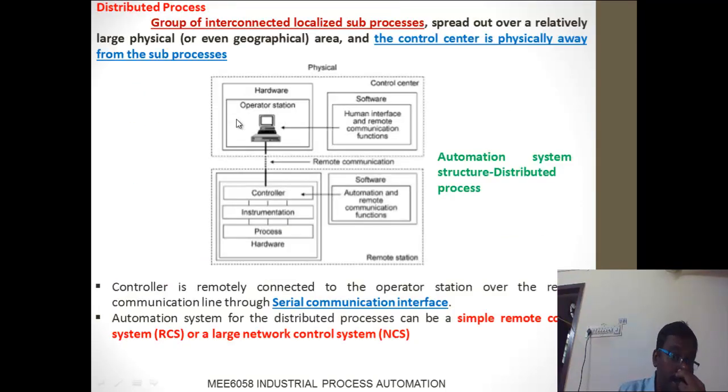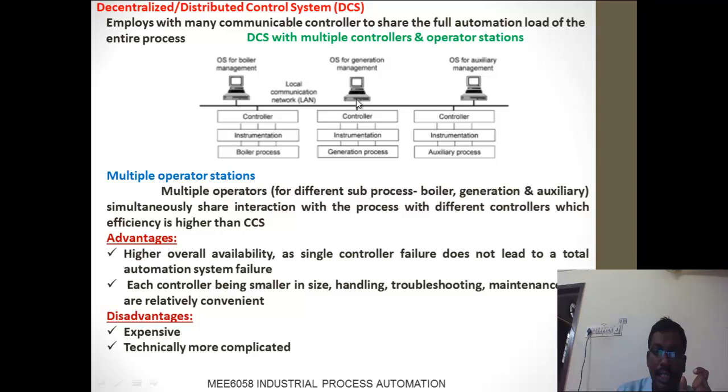Coming to the distributed process, n number of localized processes are connected together, and that comes under one topology called the distributed process. The control center is there. Here the control station is nearby the instrumentation process, and the operator system is also nearby the operator process. For example, if you take a cement plant, we have n number of processes. Process 1, process 2, process 3, process 4, process 5. Process 1 is located somewhere within 150 acres. For example, the plant is located in 150 acres.